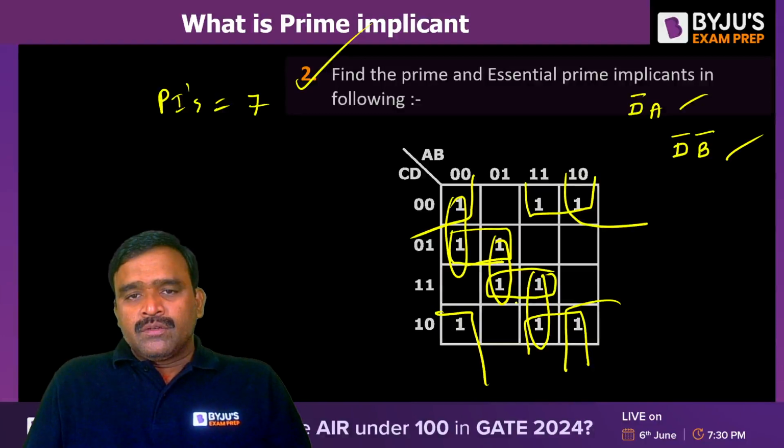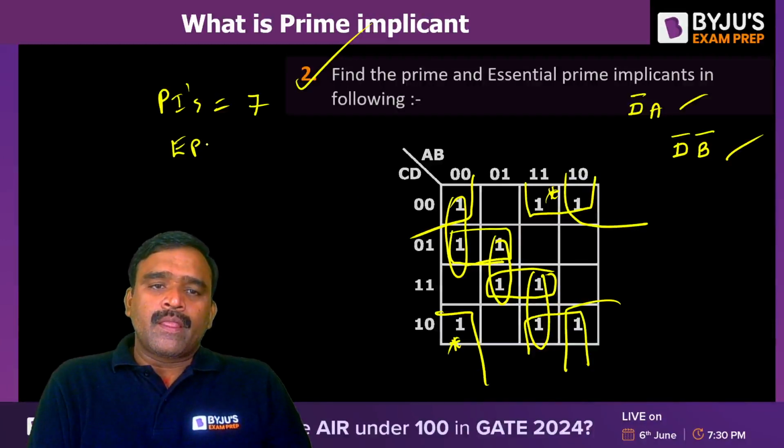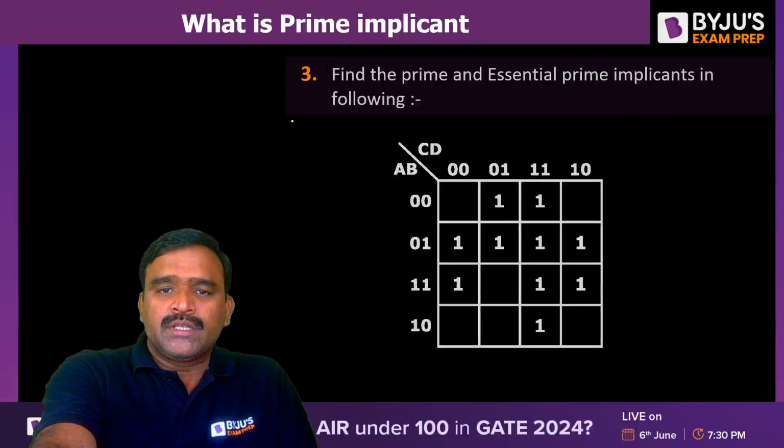Okay? So we can cover like this. And also essential prime implicants: this one is the only distinguished one, this one also. So 2 quads are essential prime implicants. So there are 2 EPIs. Essential prime implicants are 2. Okay, now one more example.